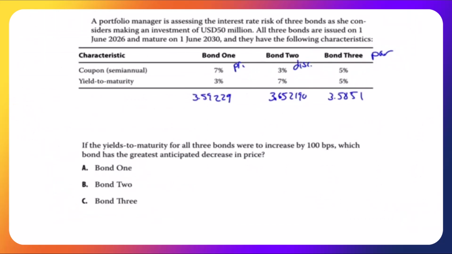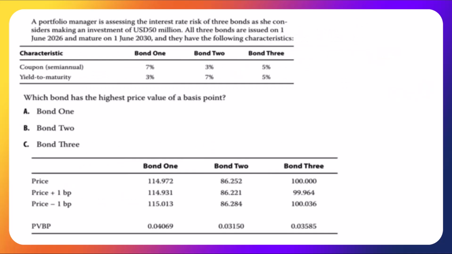If the yields to maturity for all 3 bonds were to increase 100 basis points, which bond has the greatest anticipated decrease in price? It'll be the one with the greatest sensitivity. We know that modified duration is the percentage change in the full price of the bond. So let's find the one with the highest modified duration. That is bond 2. Which bond has the highest price value of a basis point?